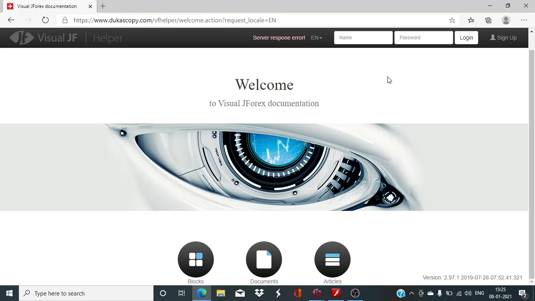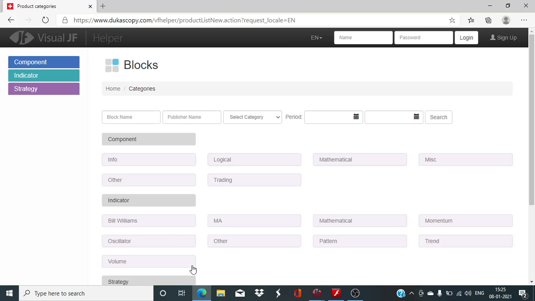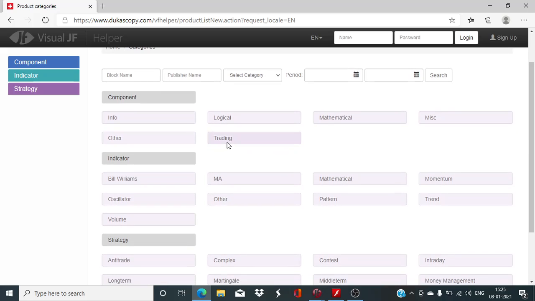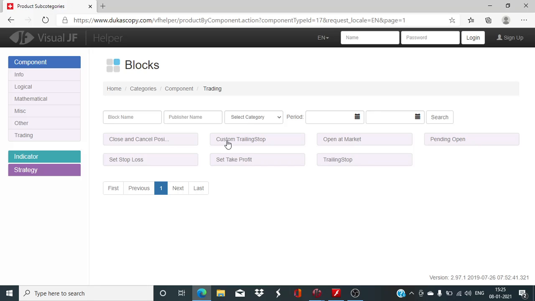Myself Vaibhav. In today's session of Visual JForex, I will be demonstrating to you the use of the component block named pending open. This is a block which we use to place the orders for execution. It can be used for the buy trade or the sell trade, and in both the types we have multiple subtypes. It can be a limit order, it can be a stop loss order.